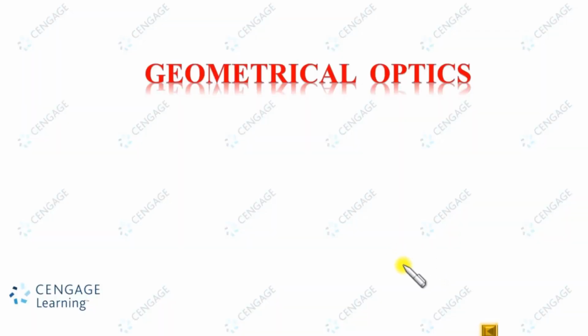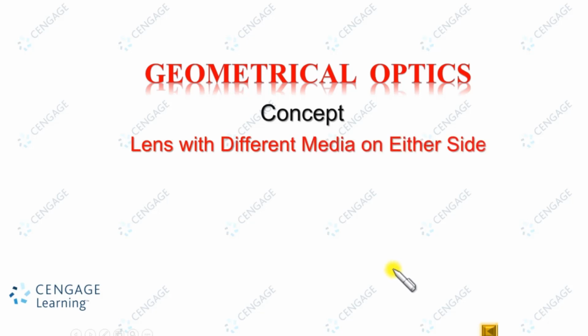Dear students, in this section we are going to discuss the cases of lens with different media on either side. Suppose we have a thin lens made of material having refractive index mu. Suppose this thin lens is placed in air. That means the refractive index all around is mu equal to 1.